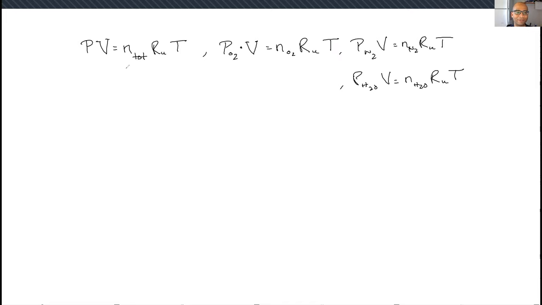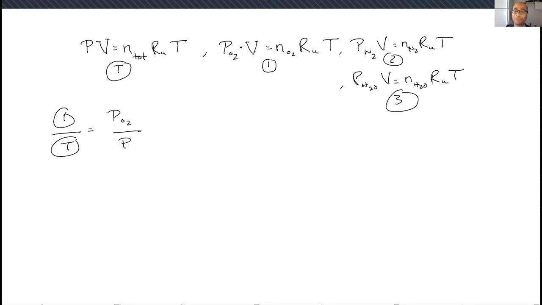Well, I can divide. I'm going to call this statement T for total. This is statement one, statement two, statement three. So one divided by the total would be equal to the left side divided by this. I'm going to get P O2 over P. The volumes are going to cancel out. That has to be equal to the number of moles of oxygen divided by the total number of moles. R universal is a constant, and the T's are kept constant, so that's the only thing that remains of that ratio. And that's equal to the mole fraction of oxygen.